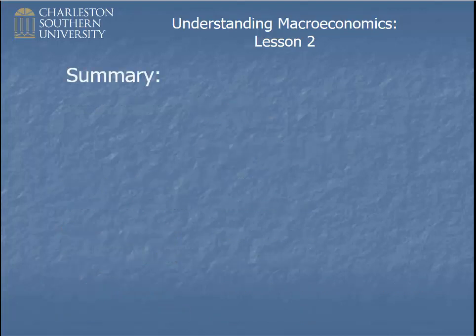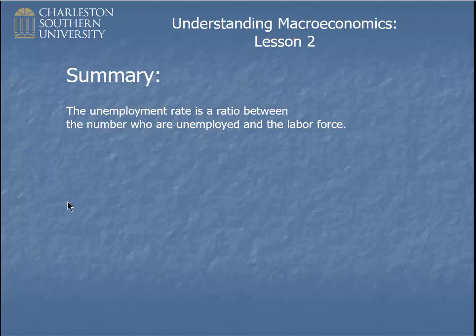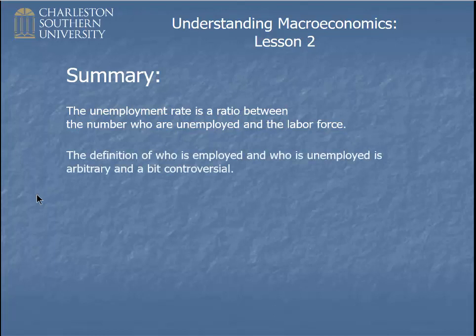Alright, so let's summarize what we've done in this lesson. The unemployment rate is a ratio between the number who are unemployed and the labor force. The definition of who is employed and who is unemployed is arbitrary and a bit controversial. Each of us could think of different definitions, but no matter what definition you thought of, there would still be some wiggle room, some arbitrariness, no matter what we did.